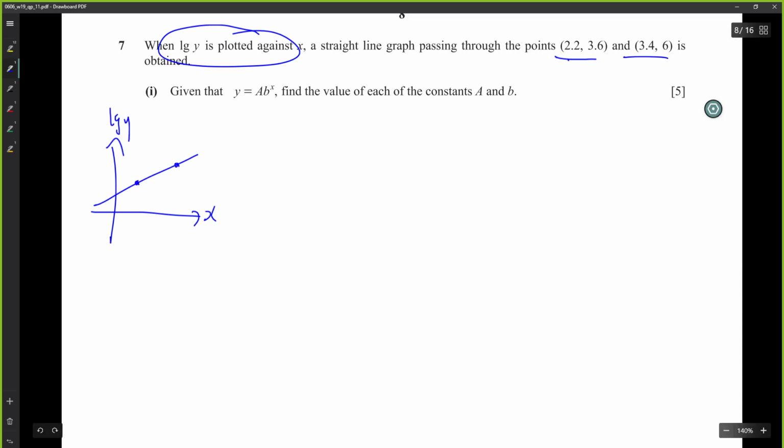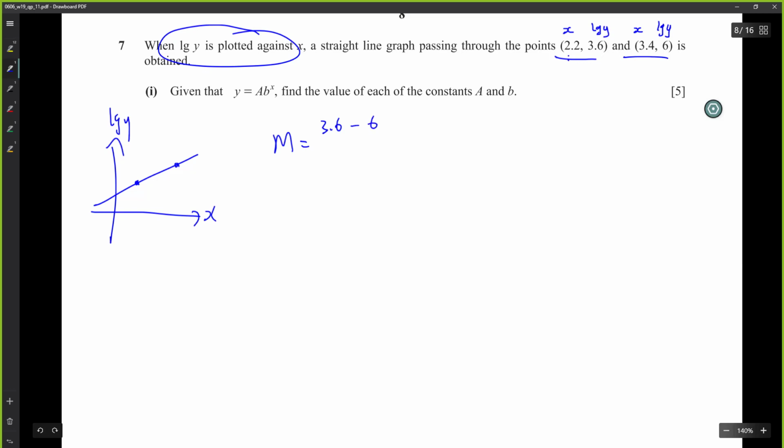So the first thing I understand about these 2 points is this is x value, this is log y value. Same idea, this is x value, this is log y value. And then the second thing is you need to know straight line, you need a gradient. So how am I going to get a gradient? If I have these 2 points, I can get a gradient easily. Just even though it's a log y, I still use back the same gradient methods.